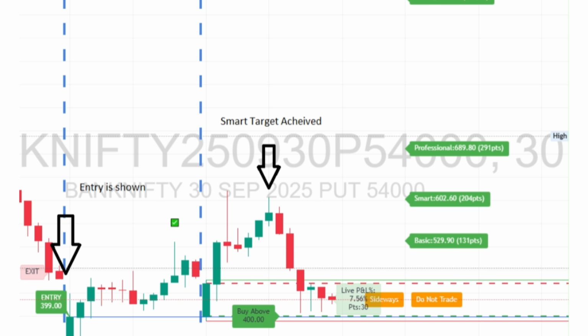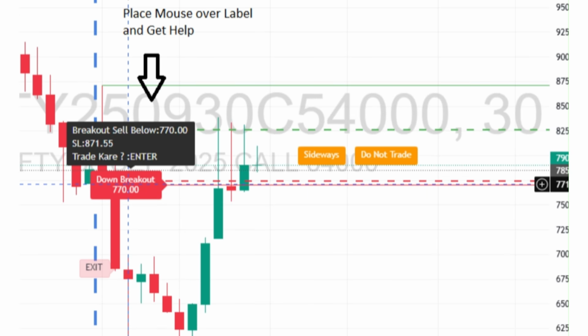As you can see, entry is given, smart target is achieved, no stop loss is hit, see on screen how much target is achieved. Very important, sideways or do not trade, this is to protect your capital for beginners or basic traders. When you see this sign, be careful, alert and relax or chill karo, but do not trade.